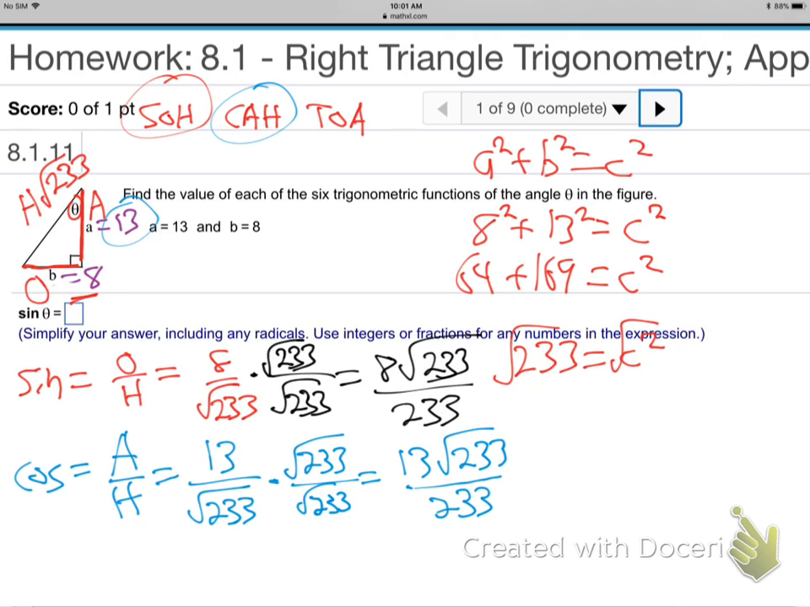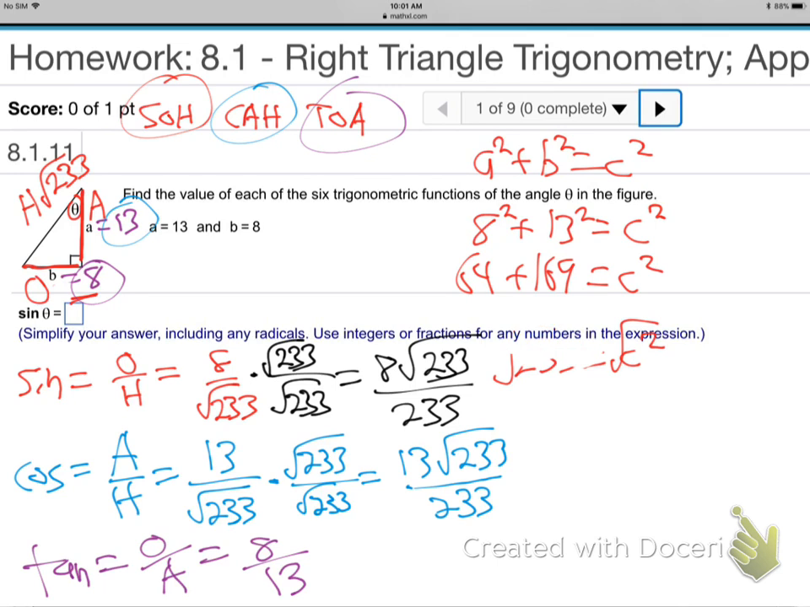And then tangent. So SOHCAHTOA, tangent is opposite over adjacent, so opposite 8 over adjacent 13. Boom, that one's done. Don't need to get rid of any roots on the bottom. Doesn't have a root on the bottom. So there's sine, cosine, and tangent from SOHCAHTOA. They want all 6 trig functions, so they want the other 3 as well.